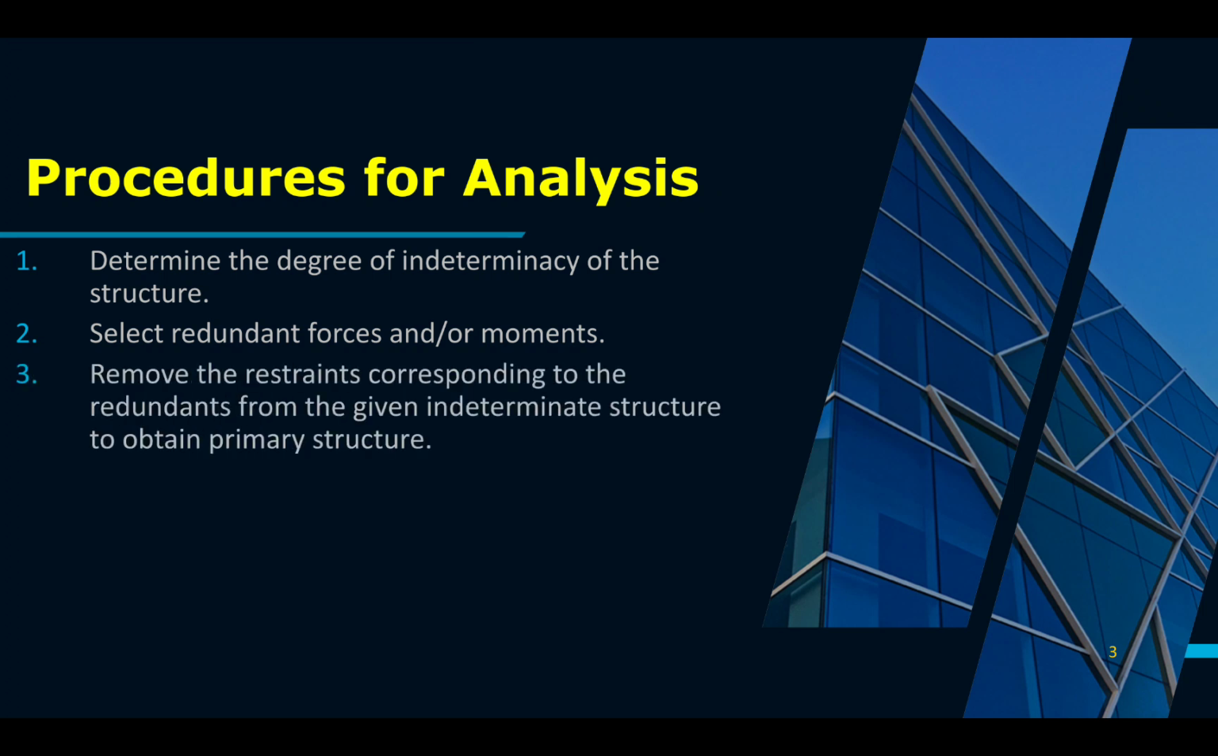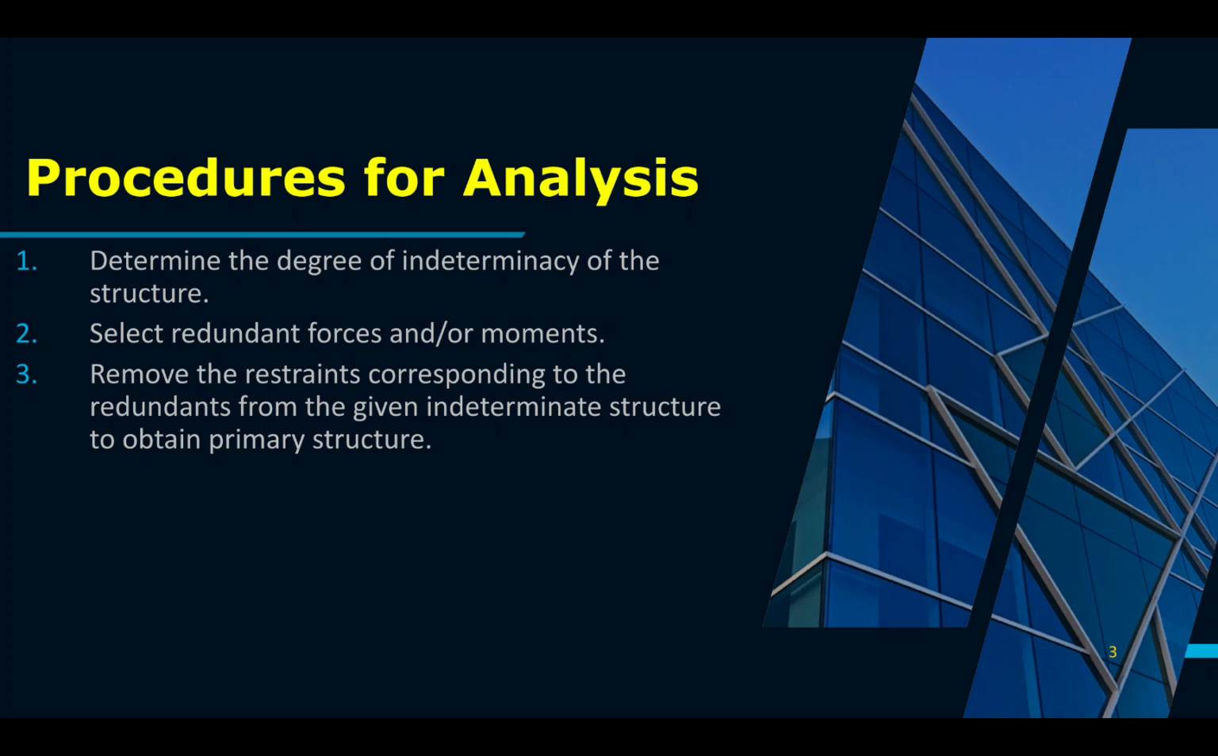Then for step 3, remove the restraints corresponding to the redundants from the given indeterminate structure to obtain the primary structure. So what we do is determine and then select these. If we have two redundants, or a second degree of indeterminacy, therefore we have to remove two restraints from our structure. So that is number 3, remove the restraints corresponding to the redundants, which is based on our degree of indeterminacy.